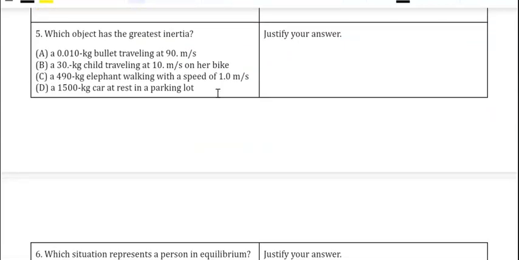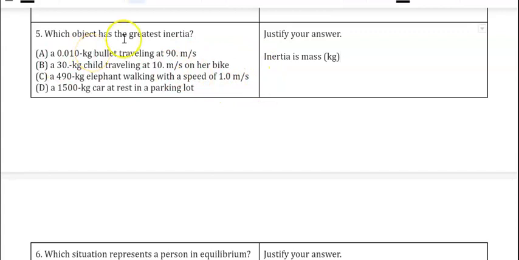Question 5, which object has the greatest inertia? To justify my answer, I need to know what inertia is. Inertia is mass. It's going to be measured in kilograms. So inertia does not depend on these meters per second that are given to me. Traveling at 90 meters per second, 10 meters per second, none of these velocities or speeds matter.